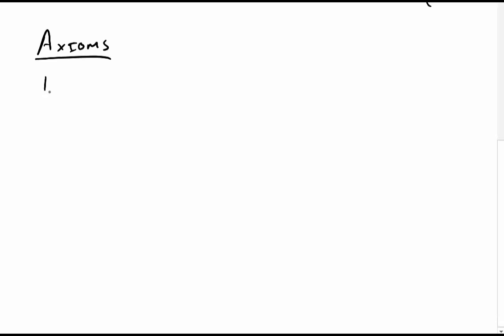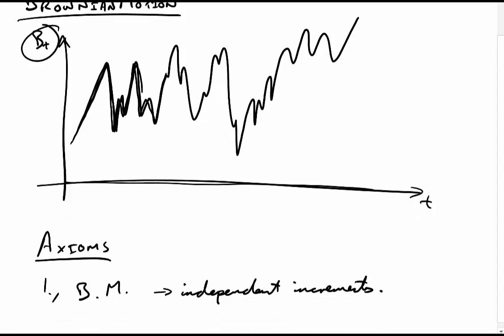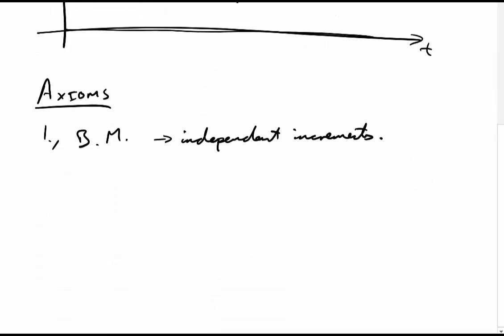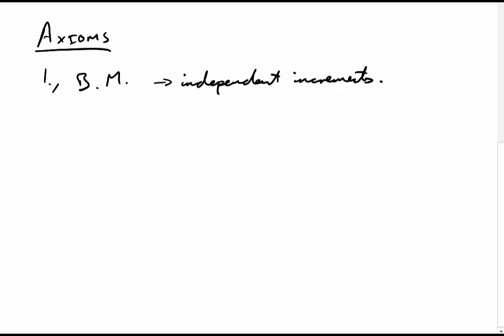The first one is that Brownian motion, I'm going to call it BM, has what's known as independent increments. What that means, because as we move through time we obviously move through Brownian motion as well, is that an increment is just an increase in time, effectively. So what we're basically saying is that as we move through time, each increment is independent of the other increment.